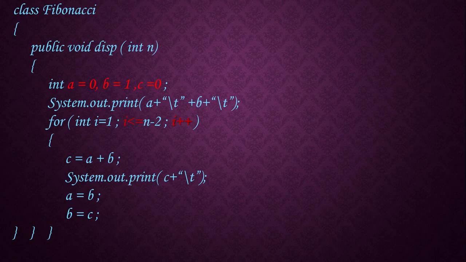Now as I told, the third number that will be generated will be the sum of the previous two numbers. That is why C equals A plus B and the third number is printed. So this will repeat up to n minus 2 times. So how are these numbers generated? Let us see the dry run.